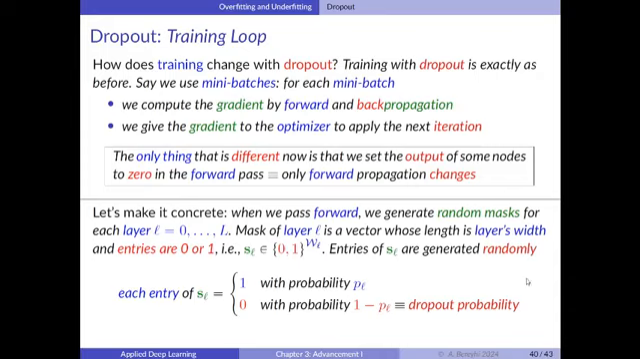You should know that the probability that we mention is the probability of keeping something, and 1 minus that probability is the probability of dropout. So if it is 0.9, it means that we keep most of the things and we only drop 10% of the nodes.